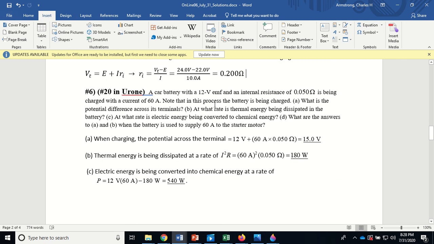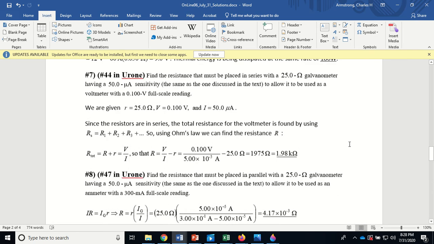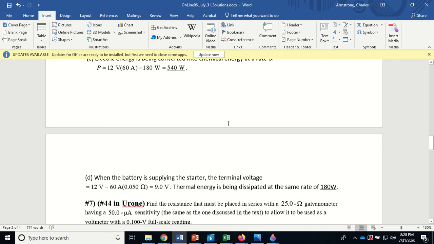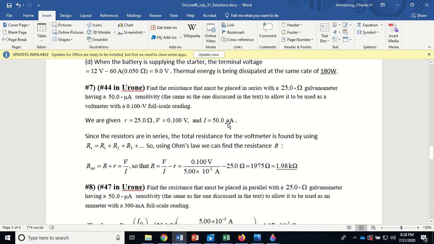Alright, this one, I'm not going to ask anything like this. Maybe later I'll come back and do this, but let's skip that one for now. We're already over 20 minutes on this. So what is this? Galvanometer. Let's continue on.